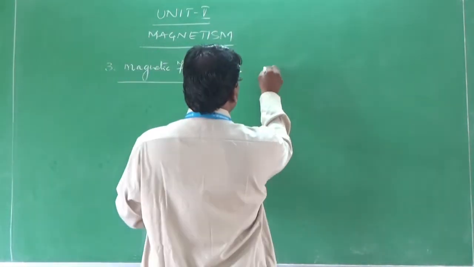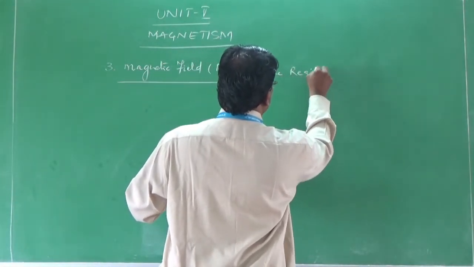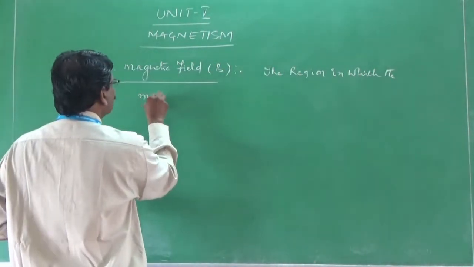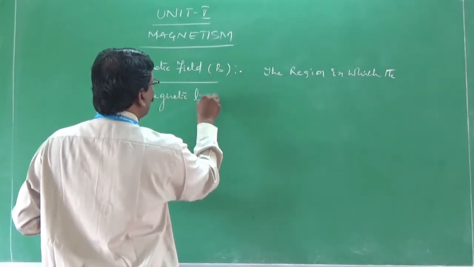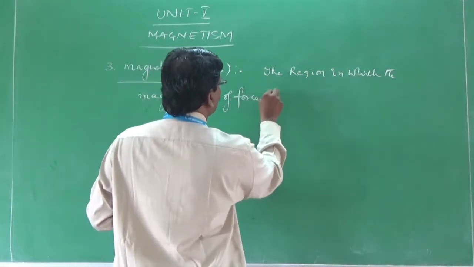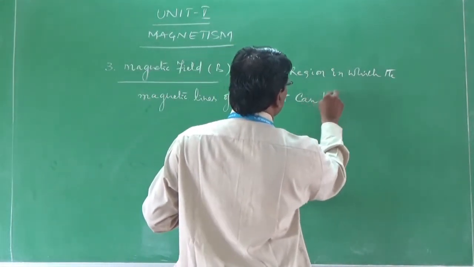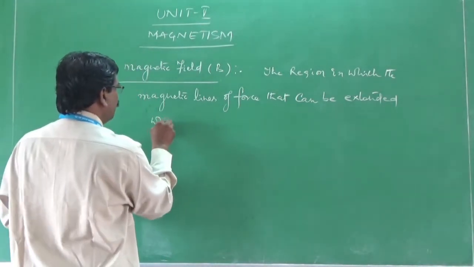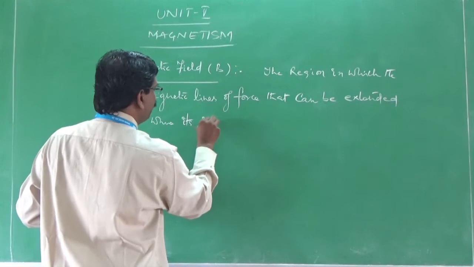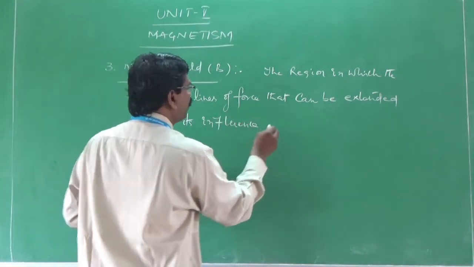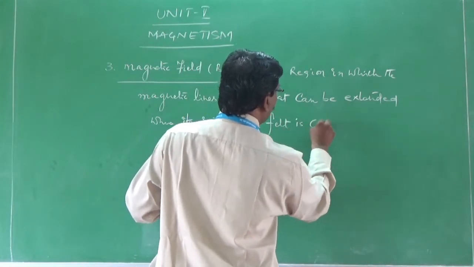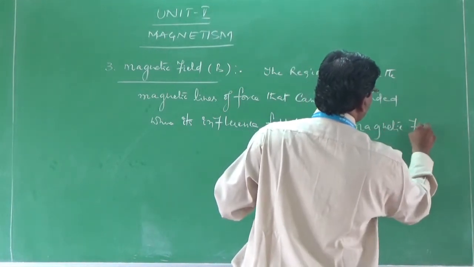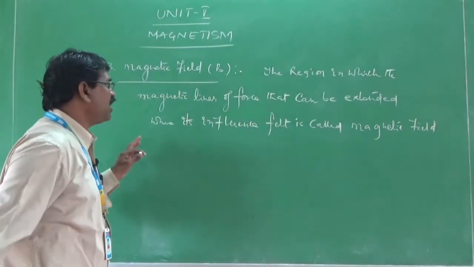I am writing the definition here. The region where the magnetic lines of force can be extended, where its influence is felt, is called the magnetic field. We can also call this magnetic field strength.